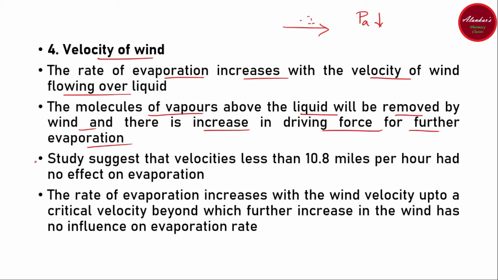There is one study which suggests that velocities less than 10.8 miles per hour had no effect on evaporation. But this study is based on some fixed circumstances, and there is a reverse case also. The rate of evaporation increases with the wind velocity up to a critical velocity, beyond which further increase in the wind has no influence on the rate of evaporation.